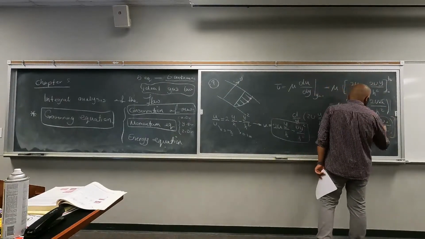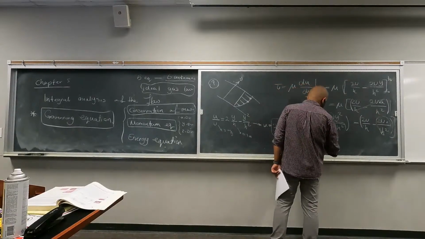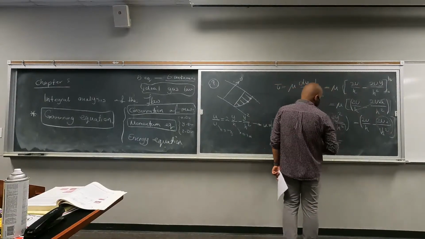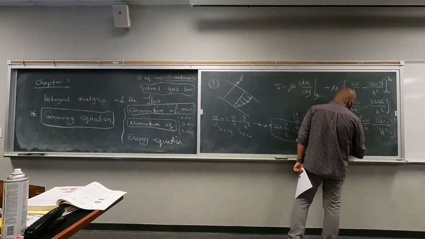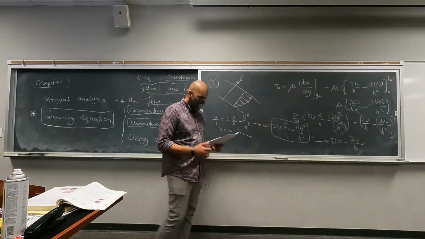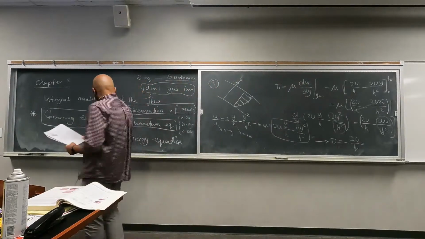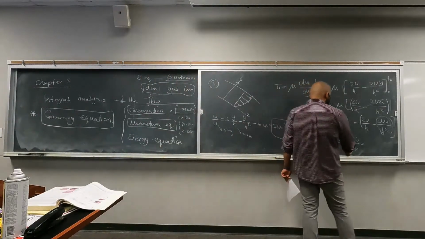This part is 0. For your shear stress, you are going to end up with tau equals negative 2u divided by h. That's it. That's multiplied by mu. Sorry, forgot the mu. Multiplied by mu.